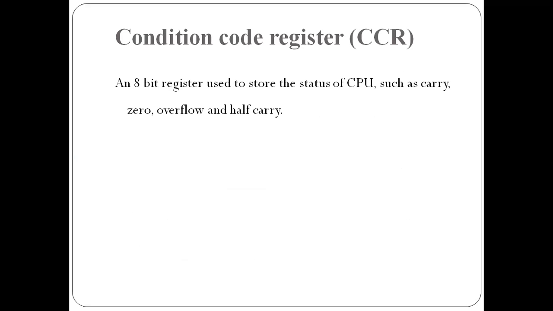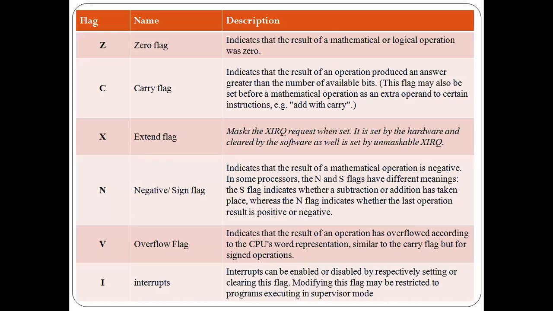The condition code register, CCR, is an 8-bit register used to store the status of the CPU, such as carry, zero, overflow, and half carry. These are the different condition code flags. Z is the zero flag, which indicates that the result of a mathematical or logical operation was 0. The carry flag is denoted by C and indicates that the result of an operation produced an answer greater than the number of available bits. This flag may also be set before a mathematical operation as an extra operand to certain instructions, for example, add with carry.